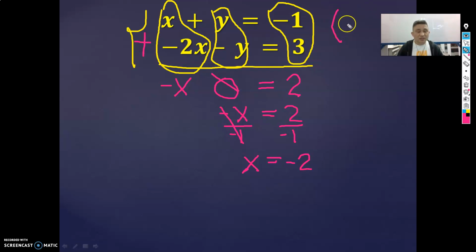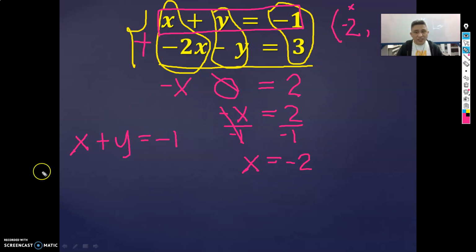So the first ordered pair is negative 2. So this is the value of x. Okay, next, we are to solve for the value of y. So we will choose the first equation. The first equation is x plus y equals negative 1. So sulat natin, x plus y equals negative 1.